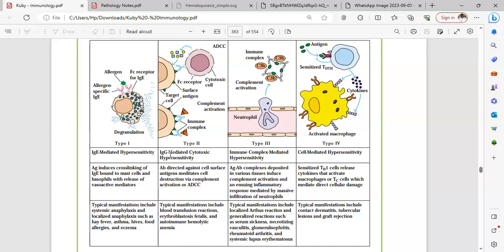So if one has one atopic condition, they are more likely to develop another and another. So even in history taking, if you hear the parent has asthma or the parent is allergic to something, know that the child also has a predisposition to have another atopic condition, maybe asthma, maybe rhinitis and all this. So atopy is a predisposition to be getting these type 1 reactions.